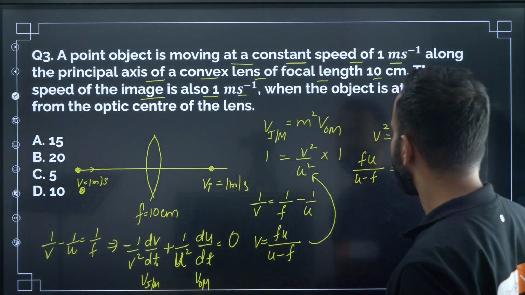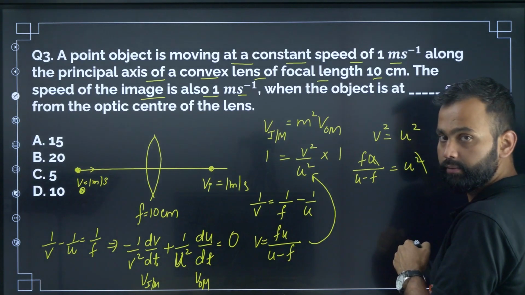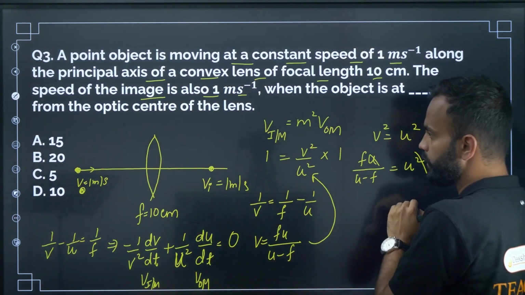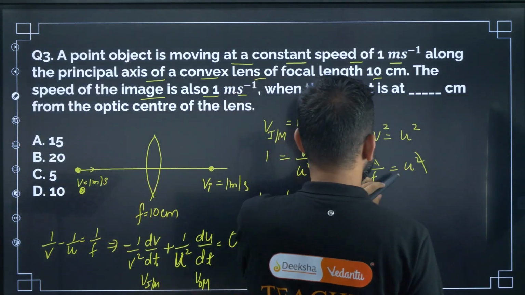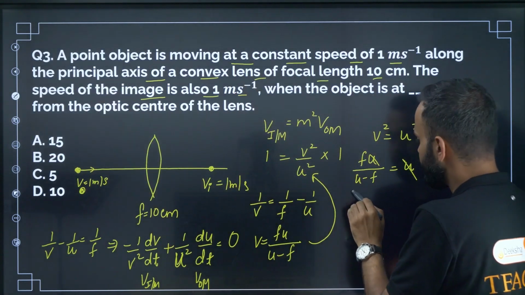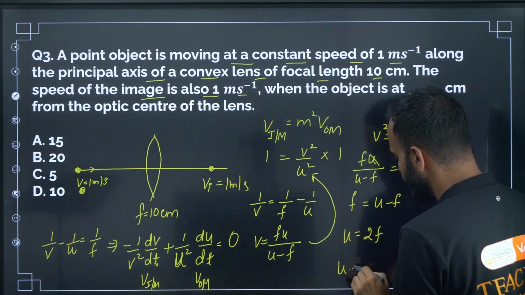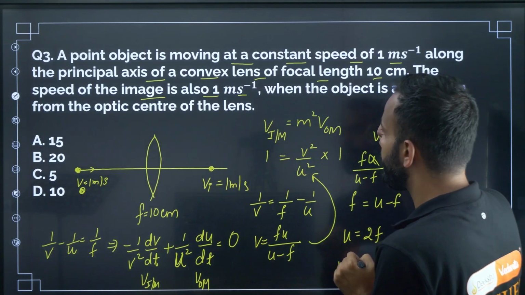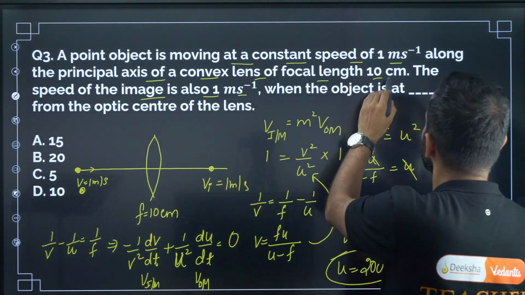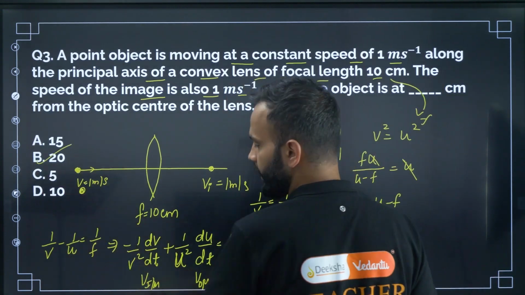So now f is given, so we need to find the value of u. Anyway u will get cancelled, u and u will get cancelled. It is not u squared, it's u only. So u will get cancelled, f equal to u minus f, so u equal to 2f, that is 2 into 10 centimeter, that is 20 centimeter. Here this is f. u equal to 20 centimeter. So option B is the correct answer.